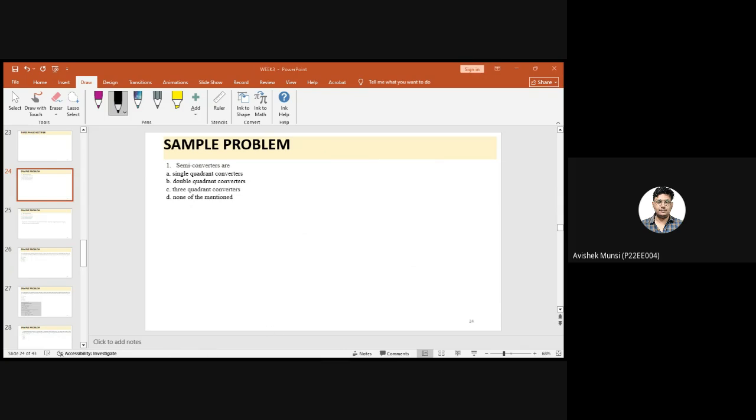See, for which we have to discuss a little bit about the semi-converter. What happens in semi-converter? Suppose we have two thyristors here and two diodes here. Now your supply is connected in this way. In that case, what will happen? If this is my input, my output will conduct from alpha to pi.